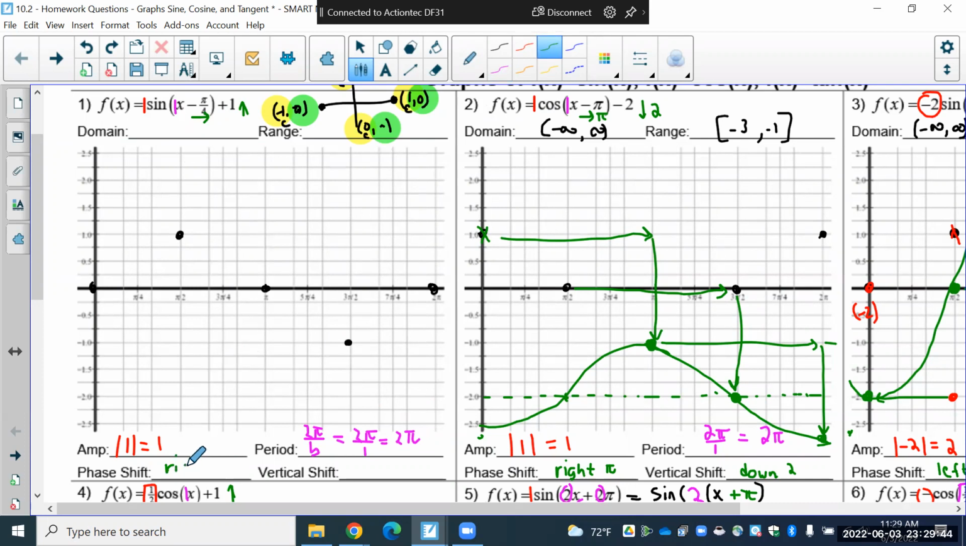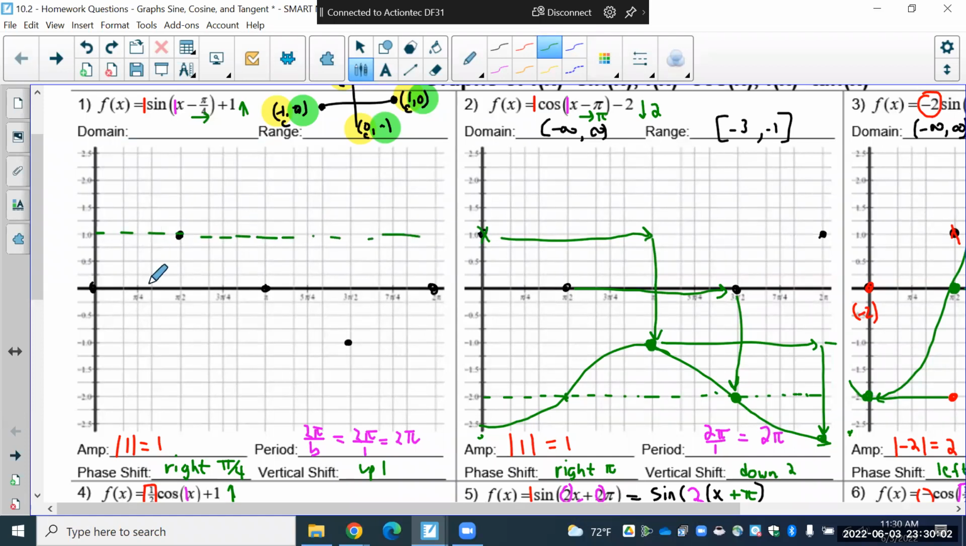Make sure you're saying right and not plus, because I don't know if you know that plus means right, or does it mean up, right? So right pi over 4. And then the vertical shift in this problem is also up 1. So I like to put the up 1 in here. I like to put a dotted line in here, okay?